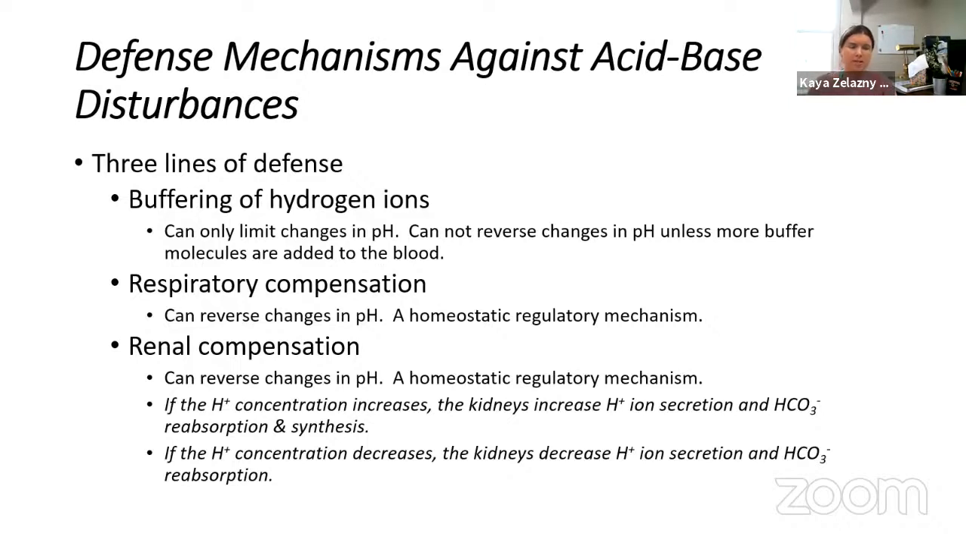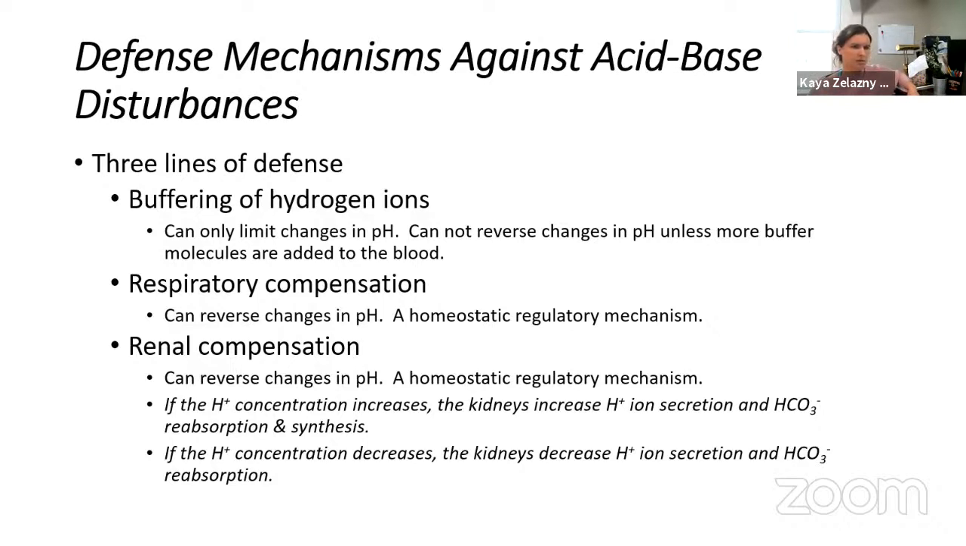In respiratory compensation, we actually can get rid of acids specifically, right? We can get rid of carbon dioxide by breathing it out. So it can reverse changes in pH more permanently, because we're actually fixing the problem as opposed to just slowing down the problem, which is really what's happening with the buffer. Renal compensation likewise can reverse changes in pH. So we consider both respiratory and renal compensation. And those are terms we should know.